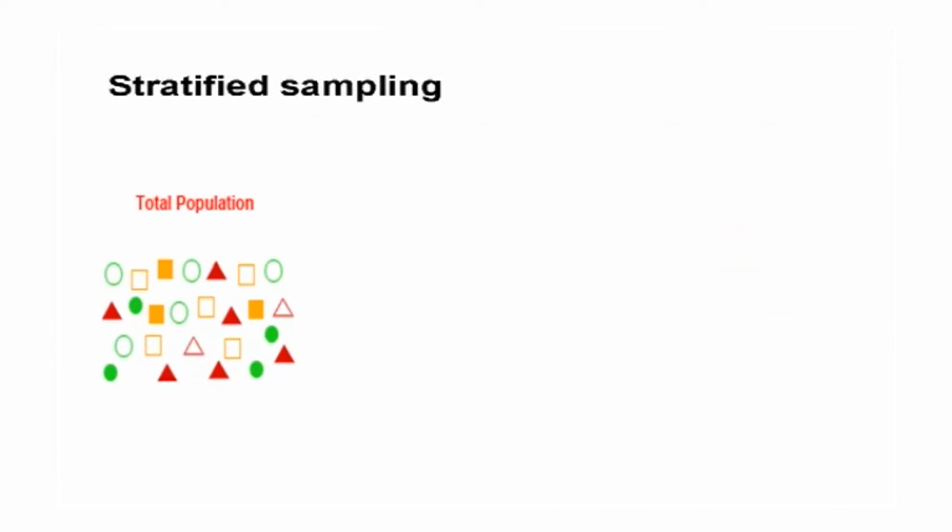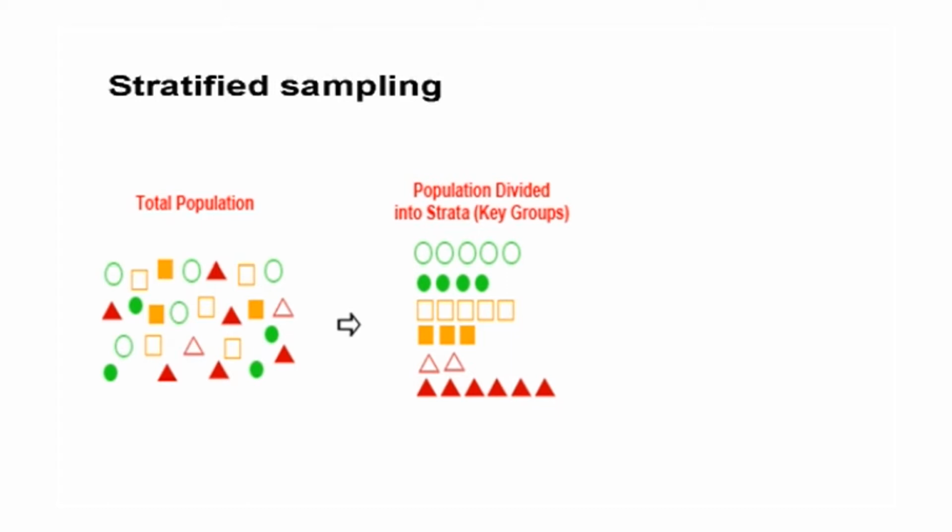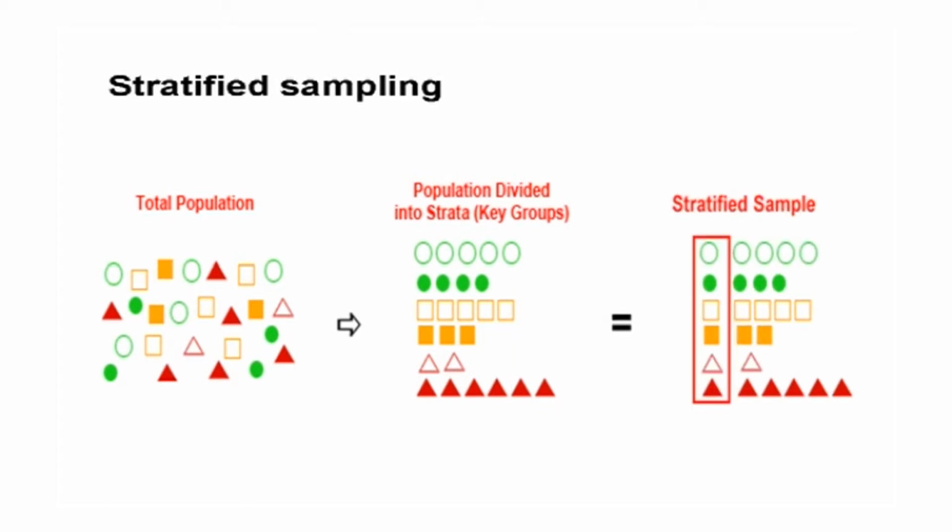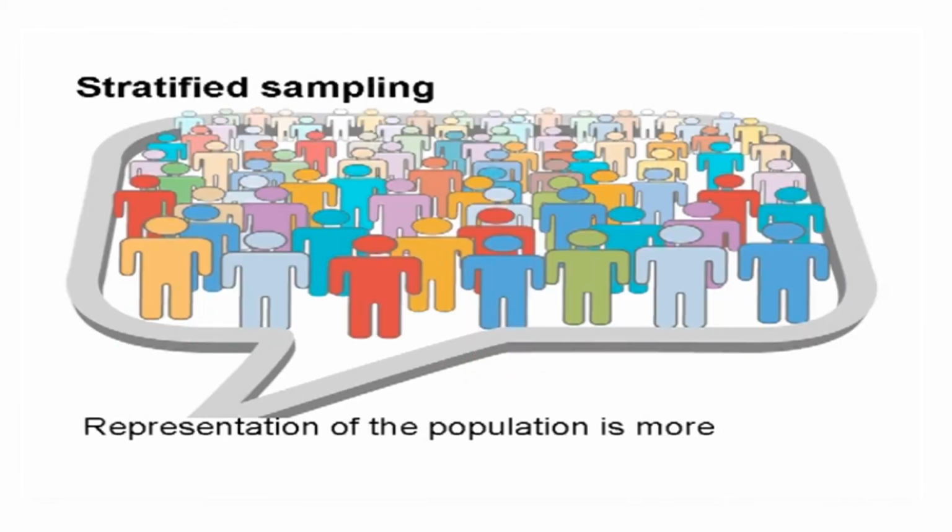In stratified sampling, the researcher has more control over the size of the sample. Stratified sampling is more representative of the population than simple random sampling. There are two types of stratified sampling. They are proportionate and disproportionate sampling methods. The first one is the proportionate stratified sampling method.